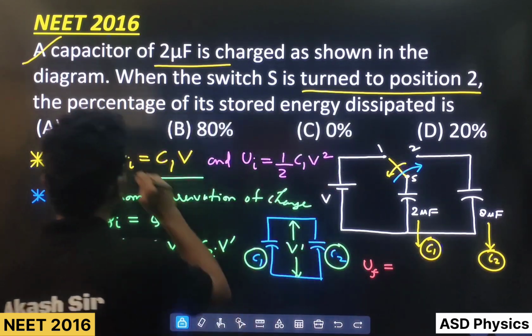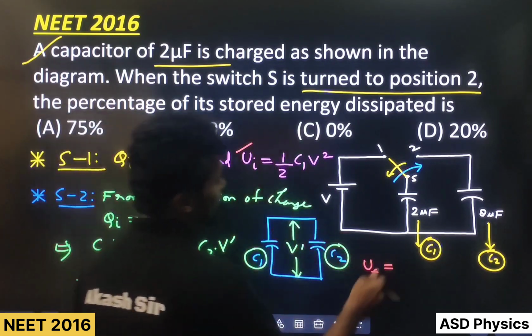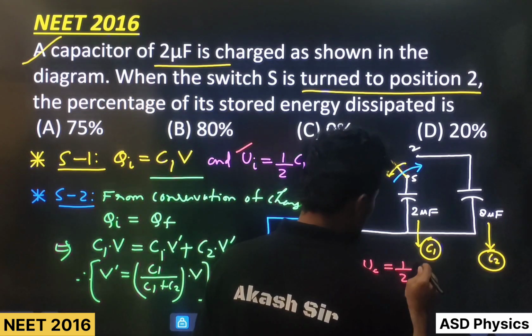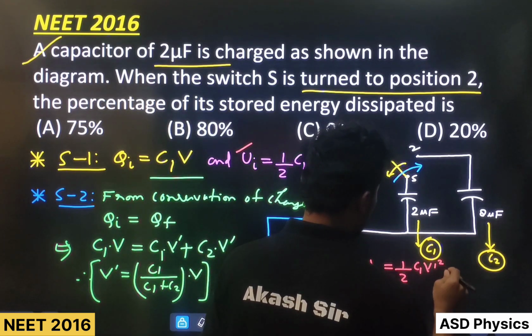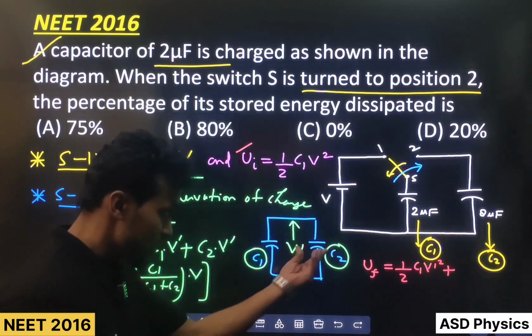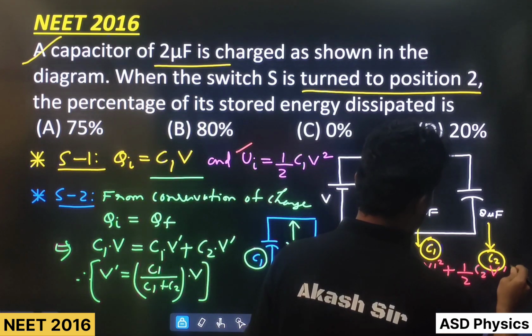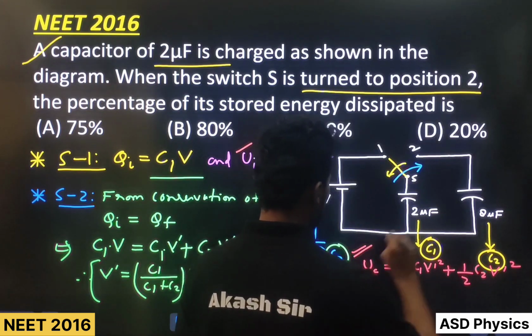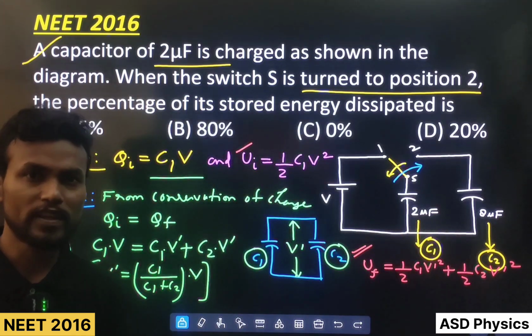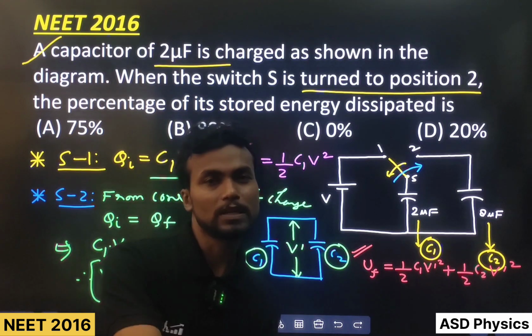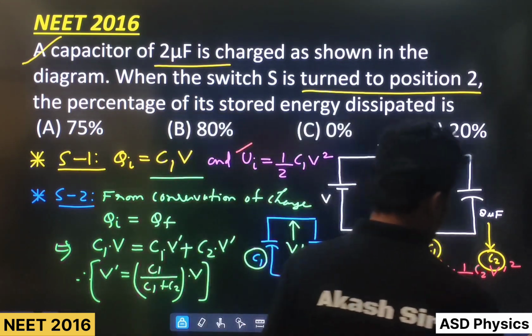Now here I am taking Uf. This capacitor will store how much energy? Half C1 V dash square, plus this capacitor will store half C2 V dash square. Now we have got the final energy also. First we will calculate the fractional energy loss, then multiply it by 100 and we'll get the answer.